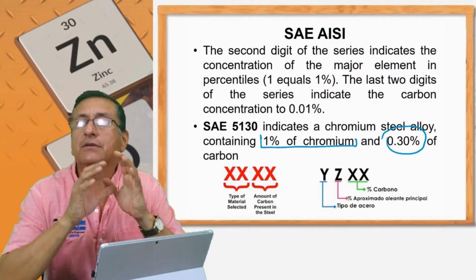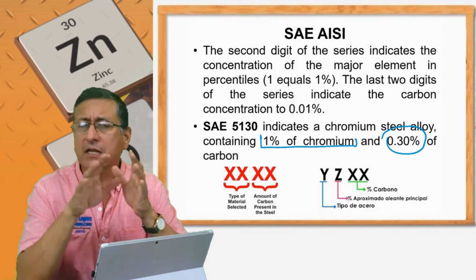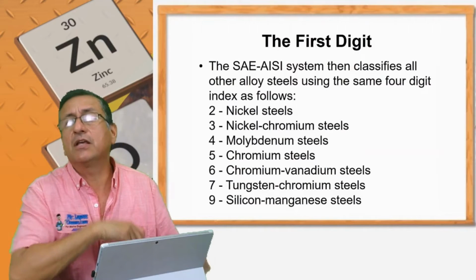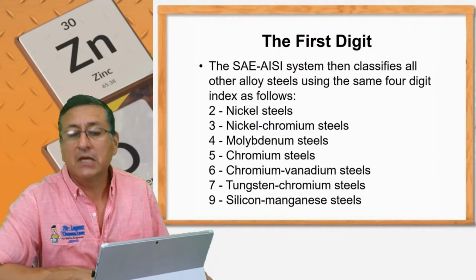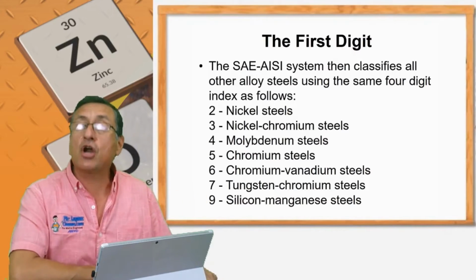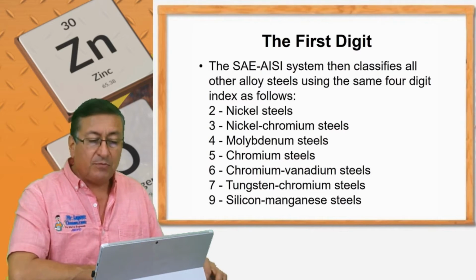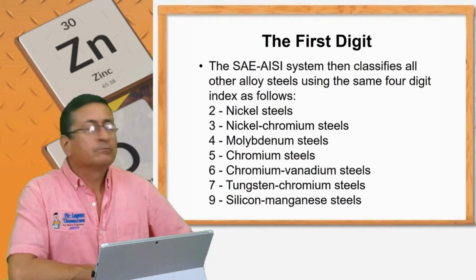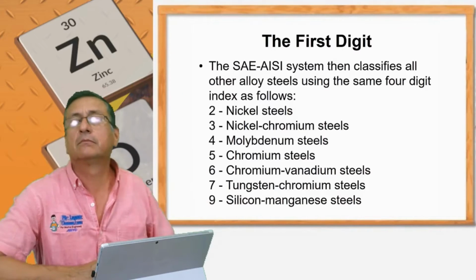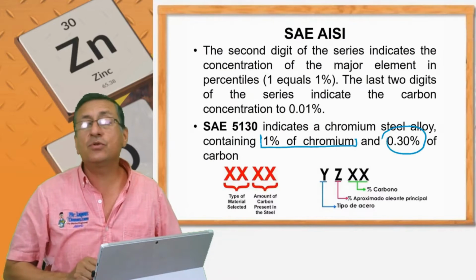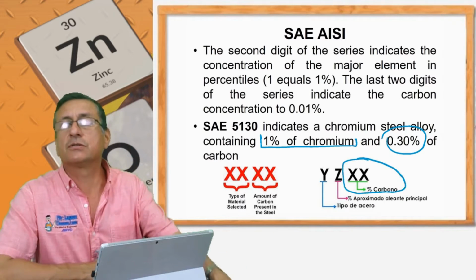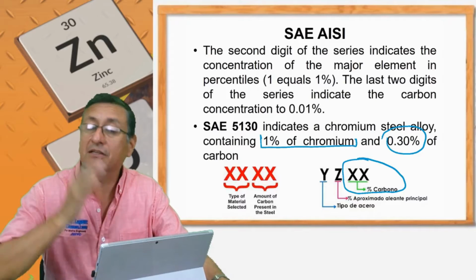The first digit is the first element in the alloy, different than iron. If the first digit is 1, it's because the main component is carbon. If it is 3, it's nickel chromium. If it is 7, it's tungsten with chromium. Those are the first digits. The second one is the percentage of this element. And the last two digits are the percentage of carbon in hundredths. Simple. That's the designation of steels.